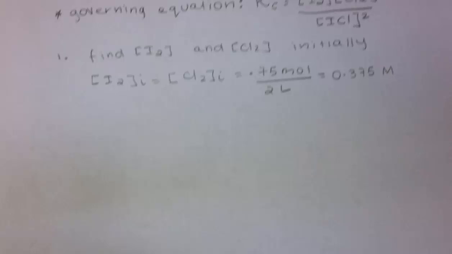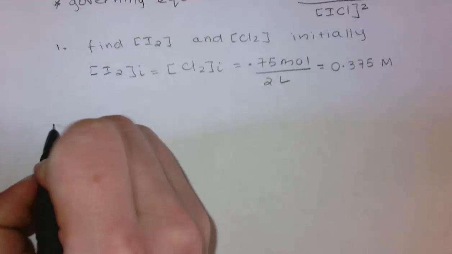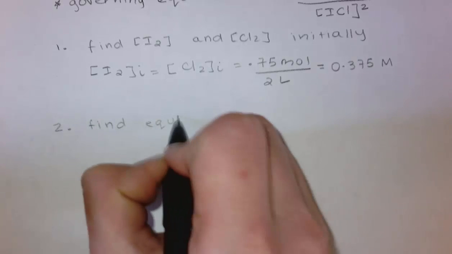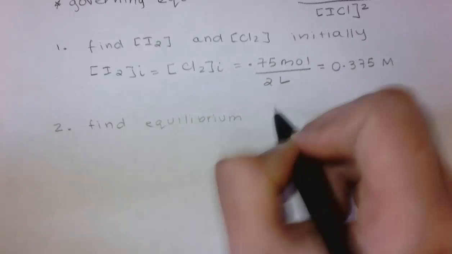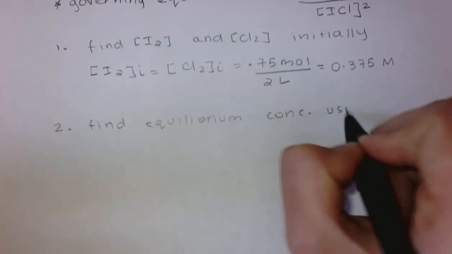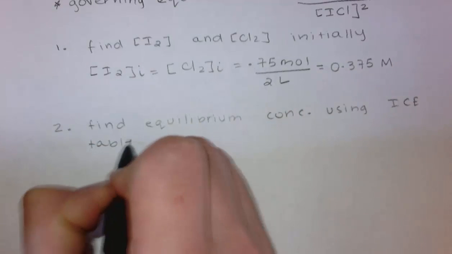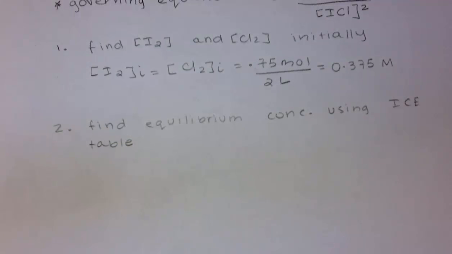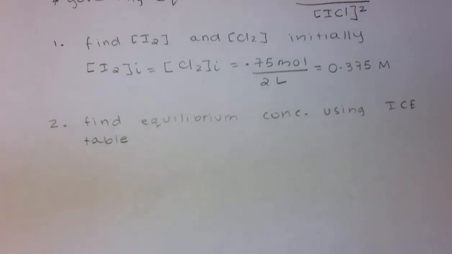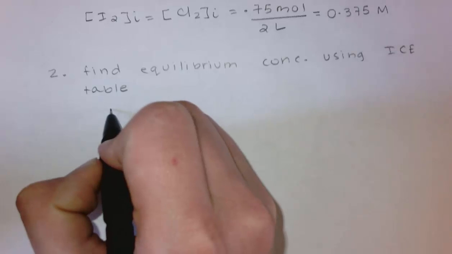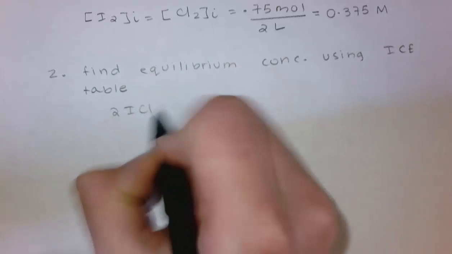So now that we have that, I'm going to set up an ICE table to find the equilibrium concentration. I'm not sure which method you all may be using to find equilibrium concentrations or that you've learned in class, but I think this one is incredibly helpful. So I'm going to start by writing out the reaction again.